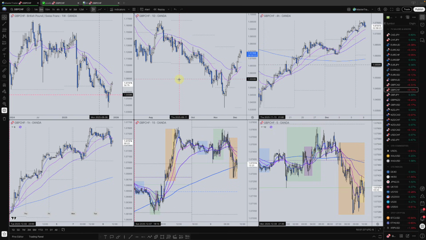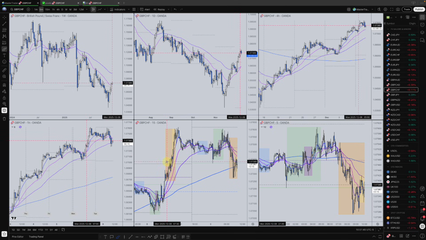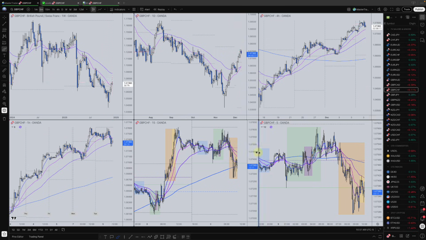That's most important. You want to have rules in your trading. You want to follow those rules. You want to know exactly what you are looking for on each of these time frames. What is your analysis time frame? What is your execution time frame?